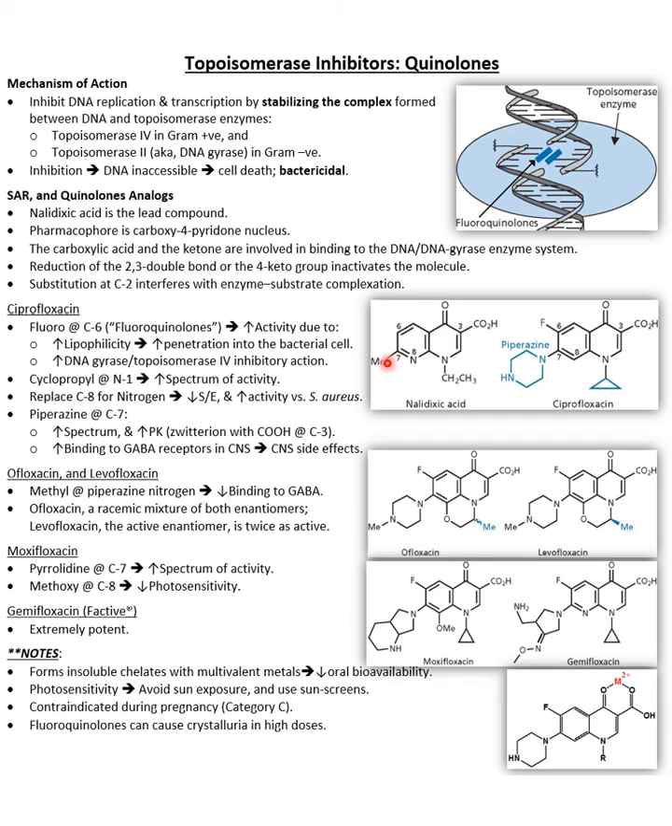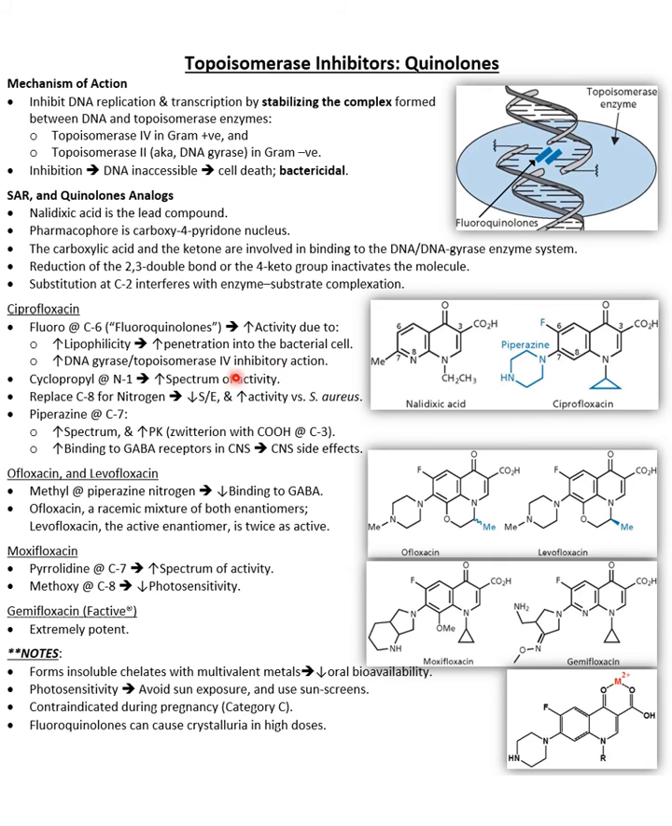And also, substitution at C2 will interfere with the enzyme substrate complexation. So if we substitute this here, it will affect the way the enzyme and the quinolones bind to each other. So this here should always have no substitution, okay, which is true in all of them.